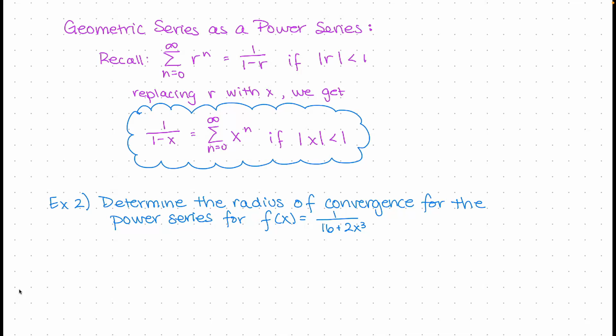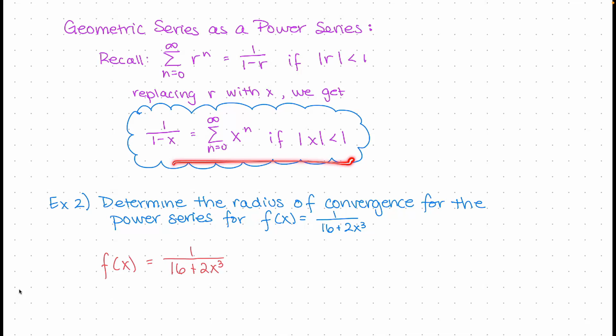All right, let's see how we do this. The first thing, in order to take the series that's given to us and write it as a power series, we need to put it in the form of the cloud above. So here's what I mean. We're going to start with f of x equals 1 over 16 plus 2x cubed. And we're basically going to use this cloud like a formula.